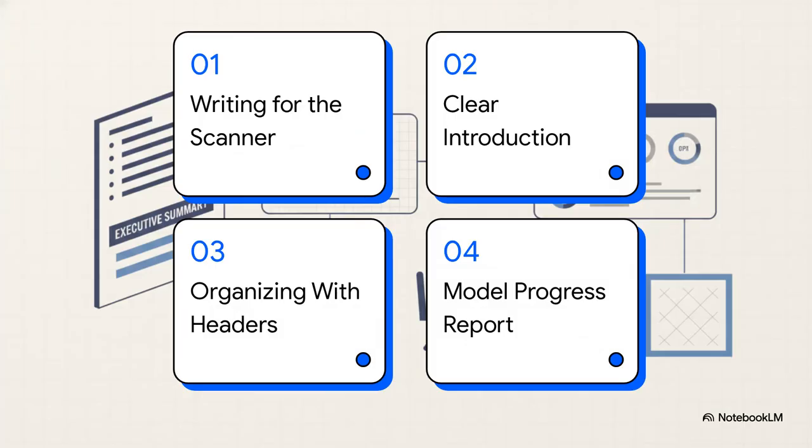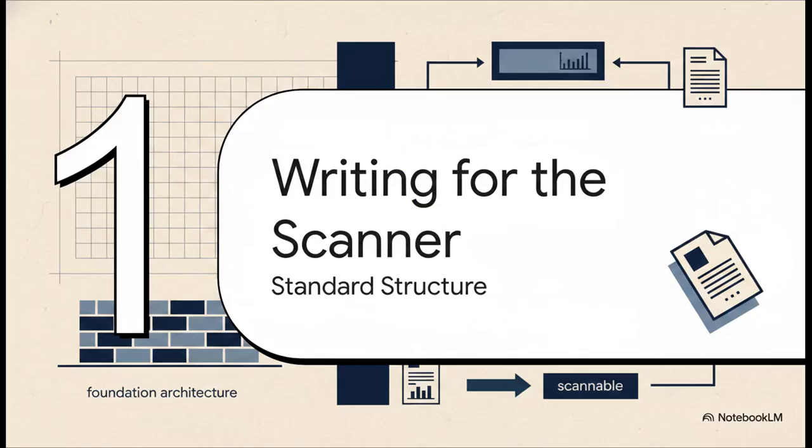To map out our explainer today, we're looking at 4 key areas. First, writing for the scanner. Second, crafting a clear introduction. Third, organizing with strong headers. And fourth, we'll review a model progress report together. Let's get to it. Starting off with Section 1, writing for the scanner and the standard report structure.